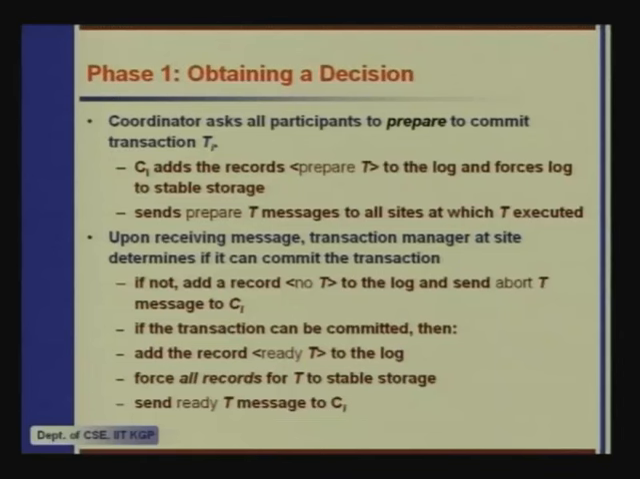Okay. So, note that we are adding the record prepared T to the log and forcing the log to stable storage. Okay. So, what does this mean? That when this step is completed, there is a prepared T message in the log in the stable storage. Then after that is ensured, the coordinator sends a prepared T message to all sites at which T executed. Okay.